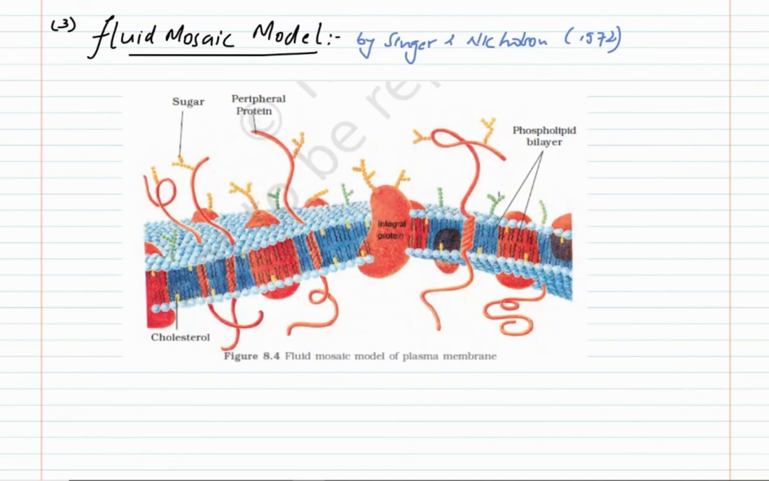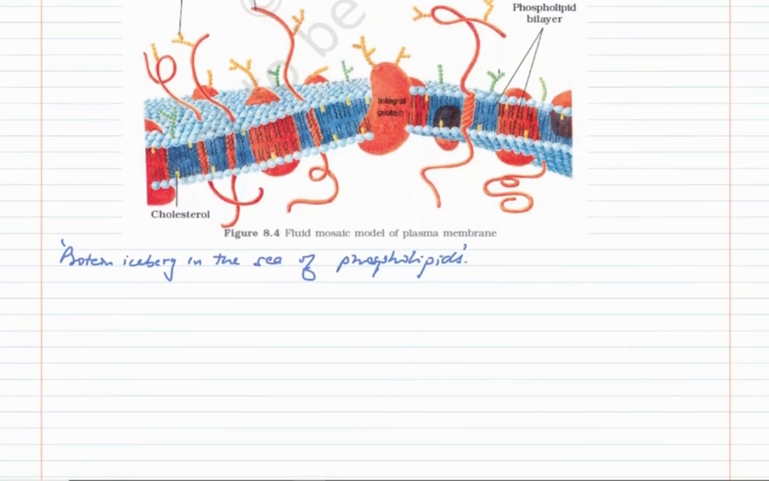According to this fluid mosaic model, the plasma membrane is protein iceberg in the sea of phospholipids. Now let us understand what does it mean. It means that the plasma membrane constitutes mainly of phospholipids and proteins. Firstly, we will discuss about phospholipids. Phospholipids, they are the main constituents of plasma membrane.